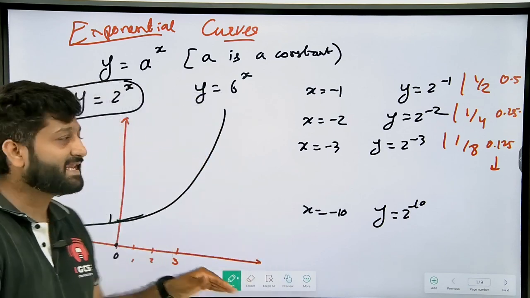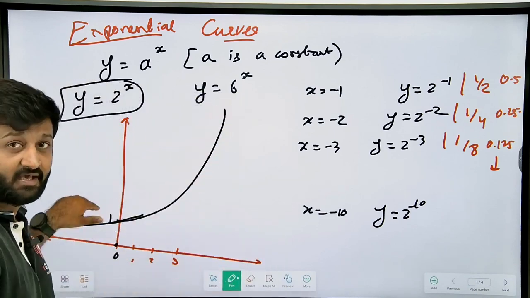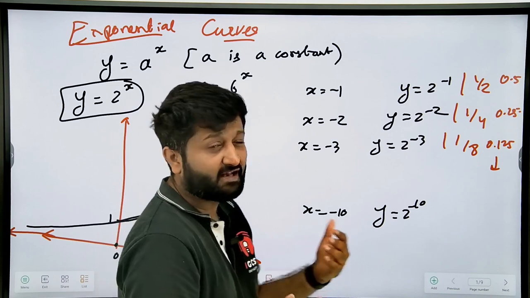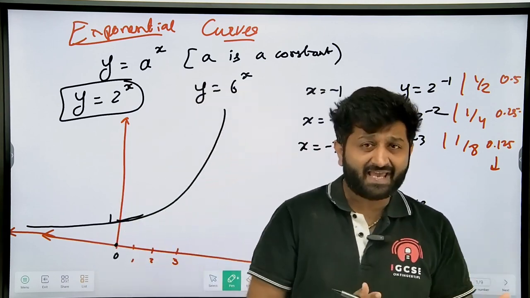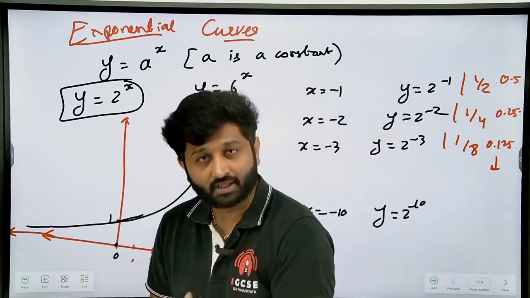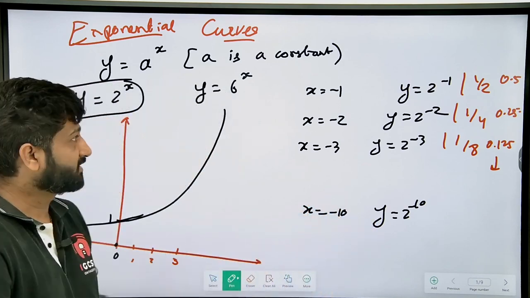This is called an increasing exponential curve. Increasing means as the value of x is increasing, the value of y is increasing exponentially. This is an increasing exponential curve.